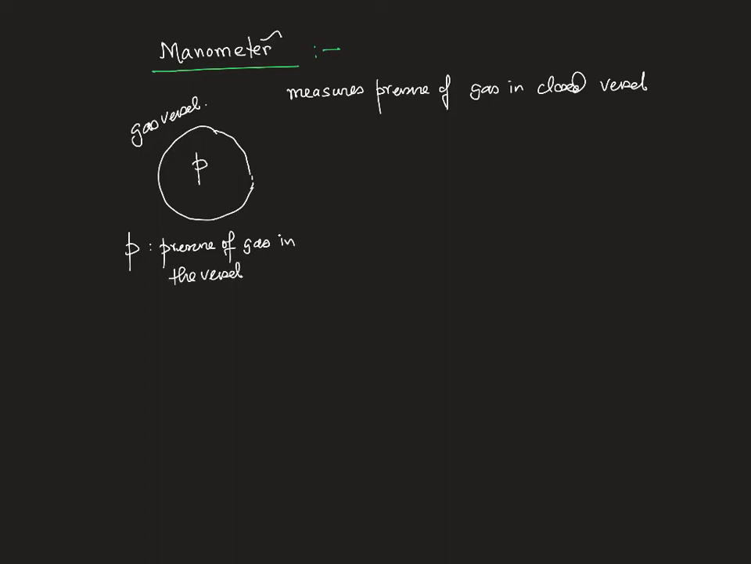Now by manometer, what you do, you make a small hole in this chamber, and this is a U tube. This is how it goes, and inside the U tube you have mercury. Generally, if you have mercury here, then due to high pressure, the gas will press the mercury column downward.